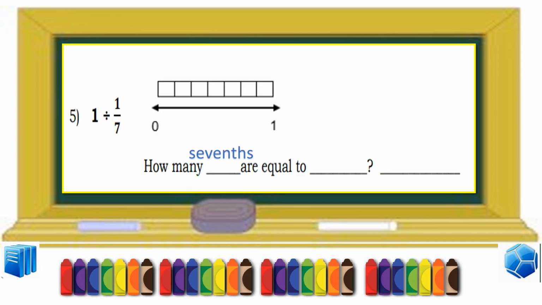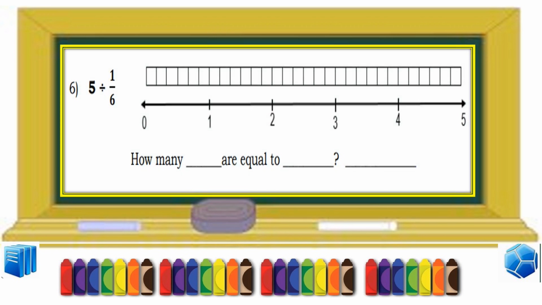Number 5, 1 divided by 1/7. So, how many sevenths are equal to 1 whole? So, 1, 2, 3, 4, 5, 6, 7. So, there are 7.